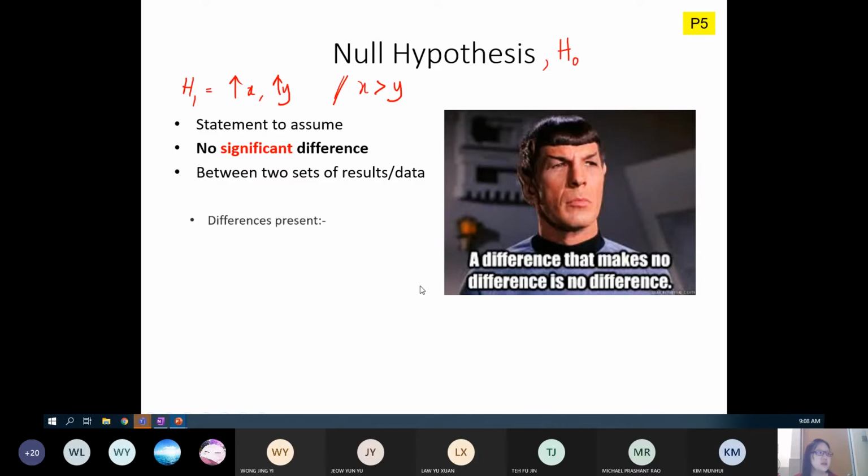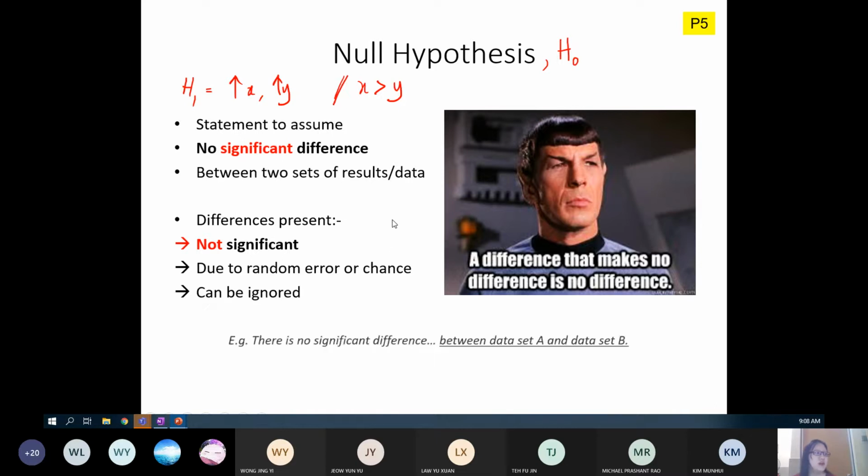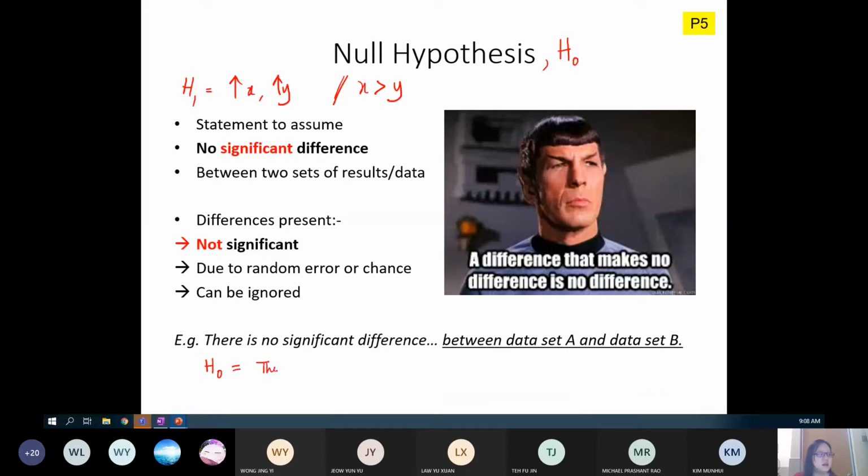I'll tell you the significance later, okay? We say in a null hypothesis that the differences present are not significant and due to chance. So for example, if we want to use the XY example again, the null hypothesis, the inverse of that, you know what inverse means, right? The opposite of that is that there is no significant difference between X and Y.